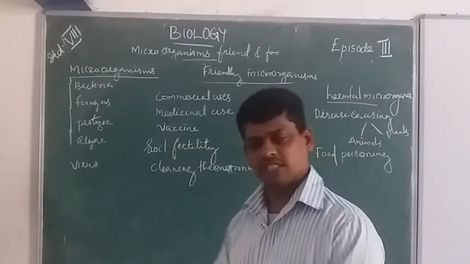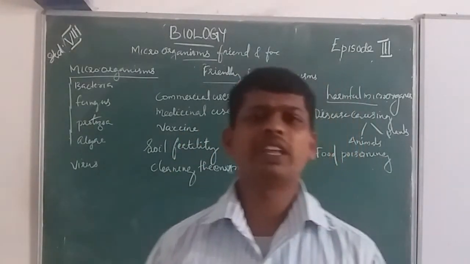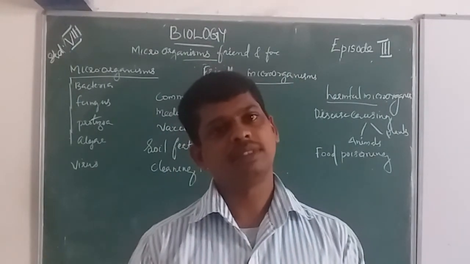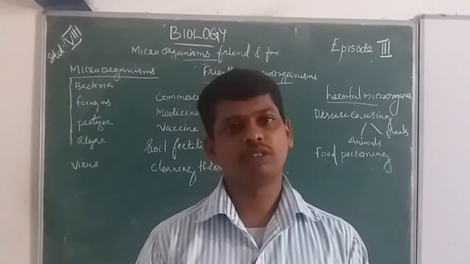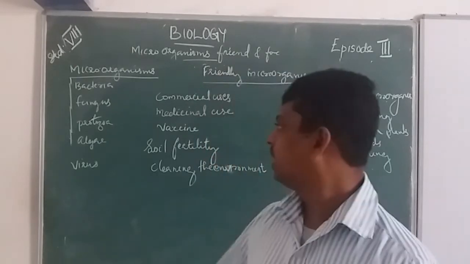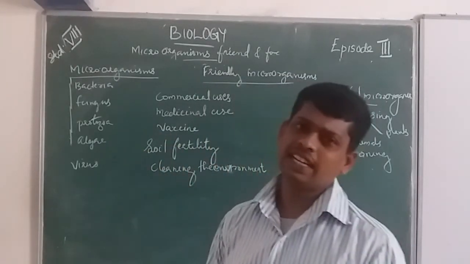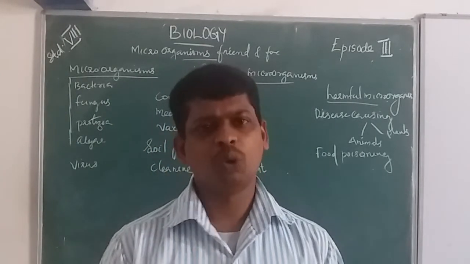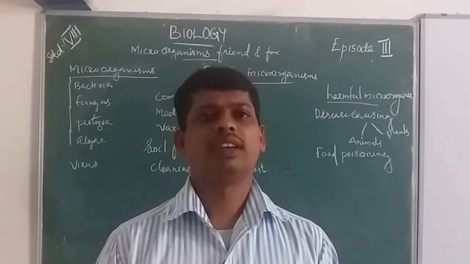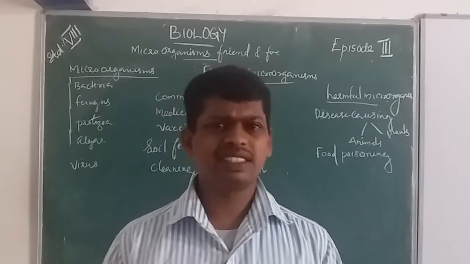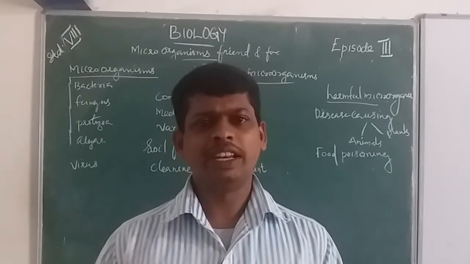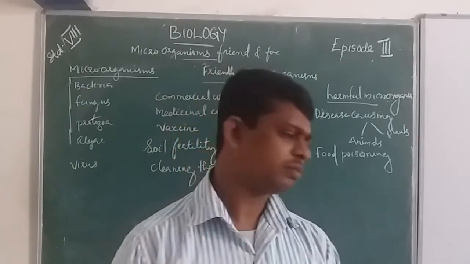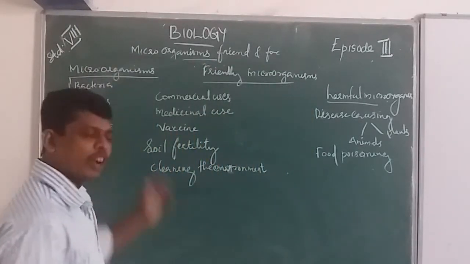Then protozoans, mainly aquatic organisms. Amoeba and paramecium are examples of protozoans. Then algae. Algae are photosynthetic organisms. They are not directly animals. And last is the virus.